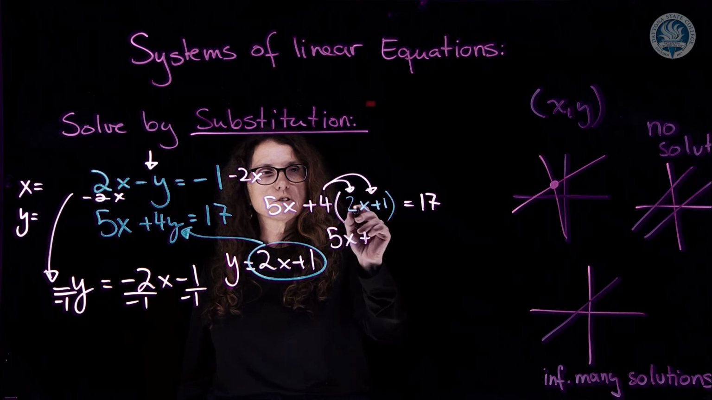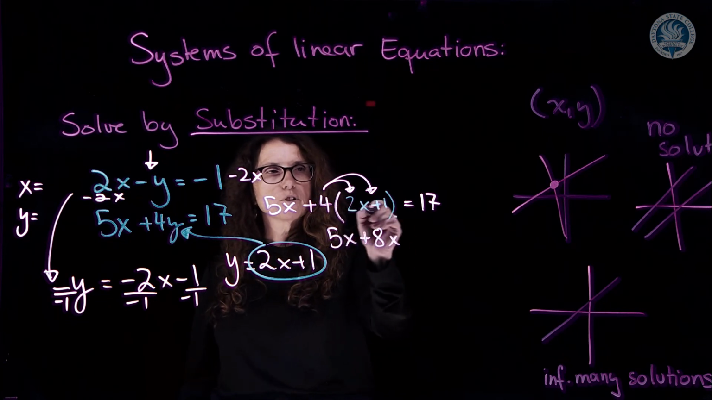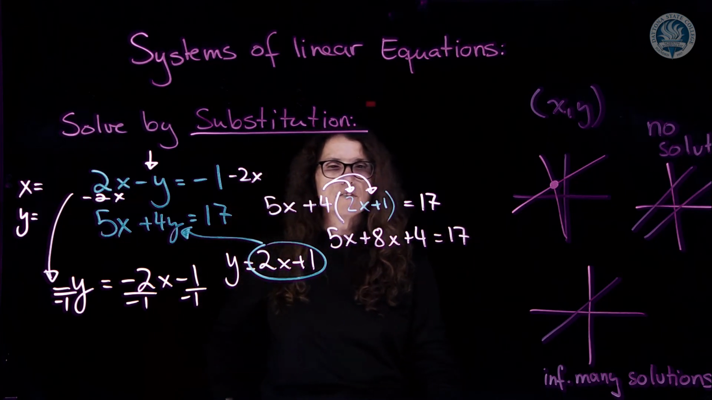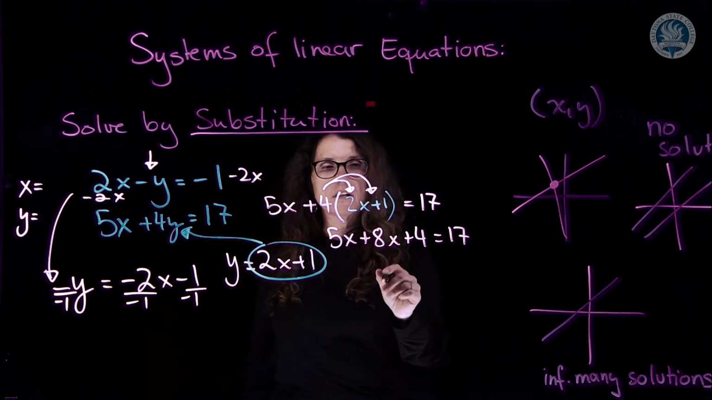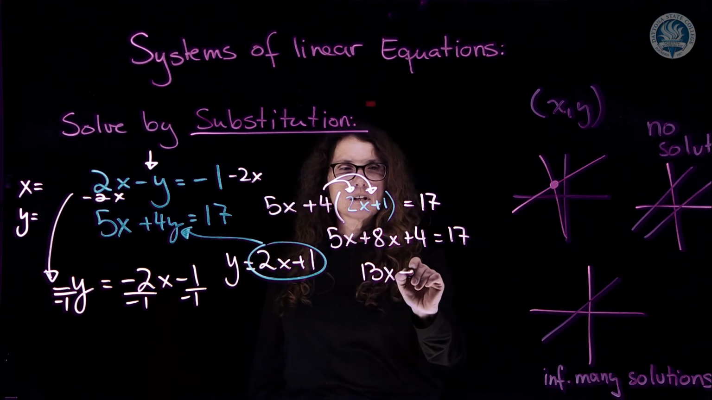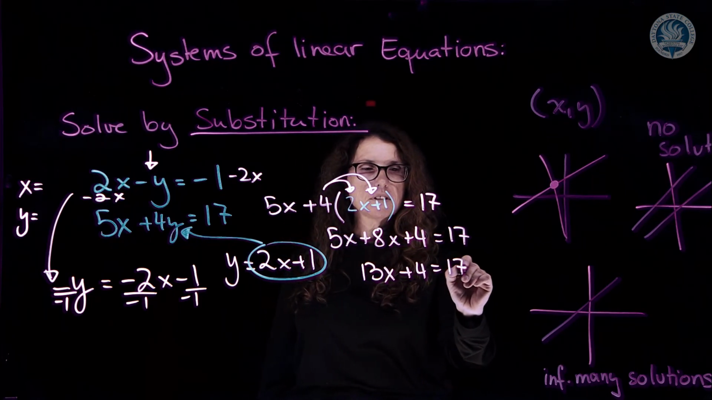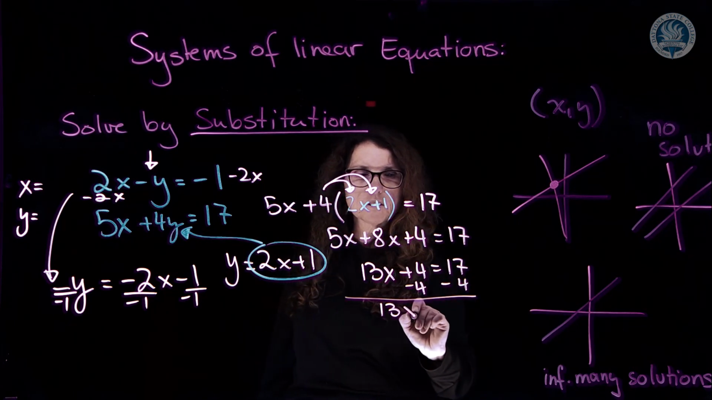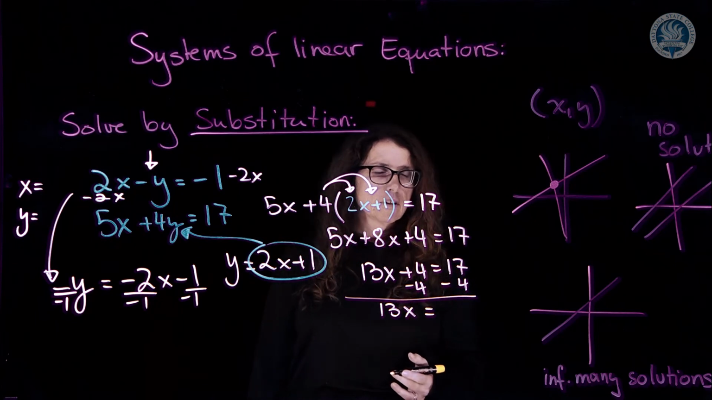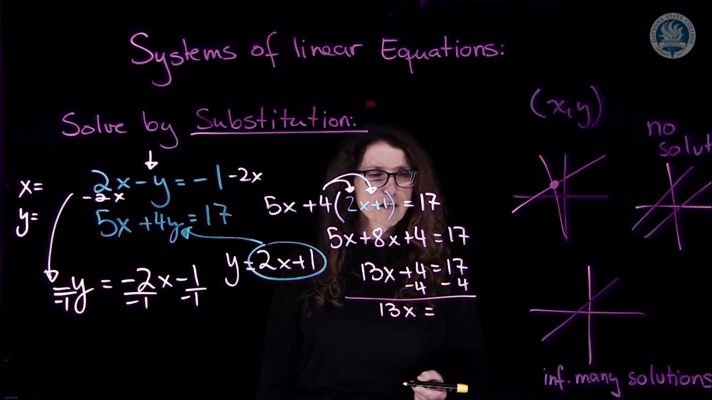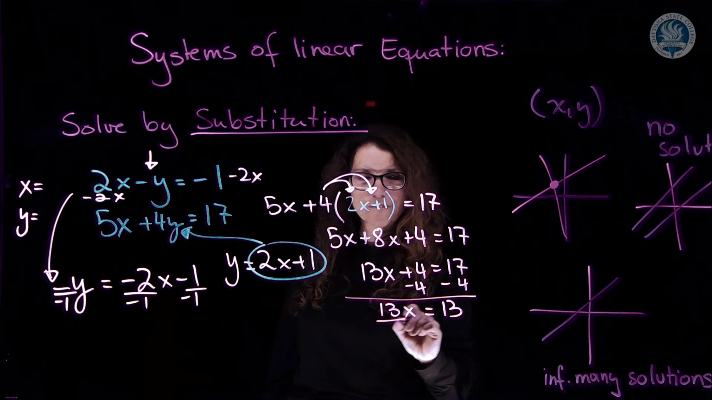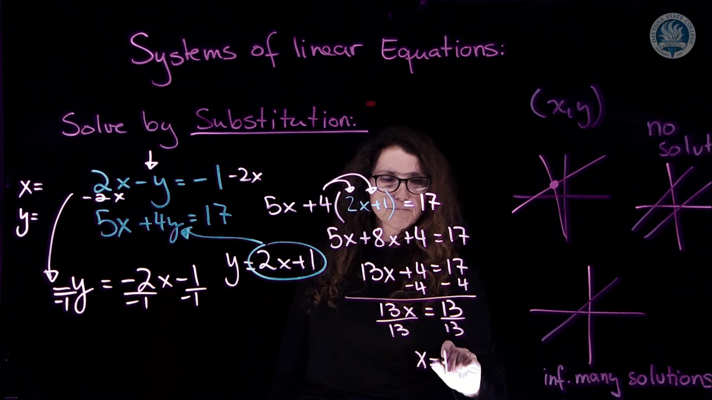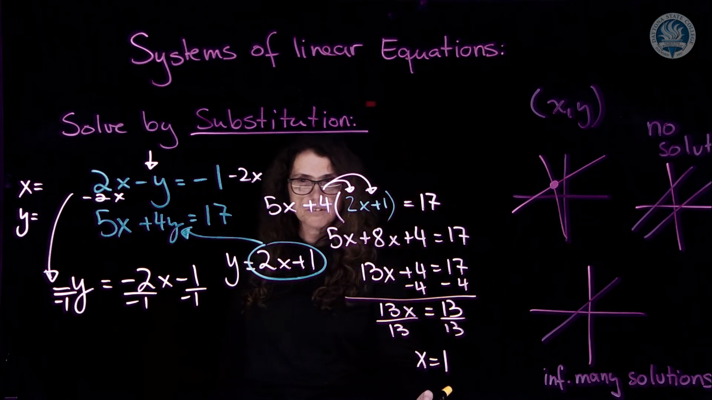5x plus 4 times 2 is 8x. 4 times 1 is 4, equals 17. 5x plus 8x, combining like terms, is 13x plus 4 equals 17. Subtract 4 because we want to solve for x, and look how beautiful this is. 17 minus 4 is 13. Divide by 13. x equals 1. Beautiful. Now we just have to find y.